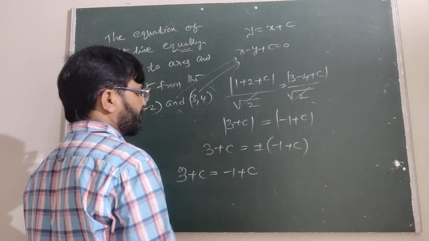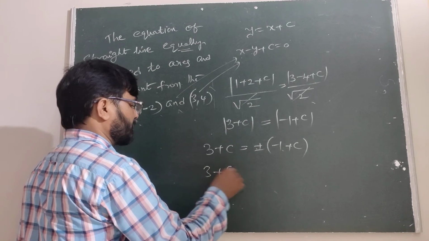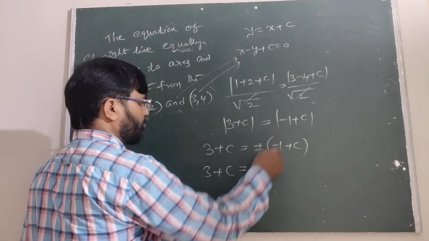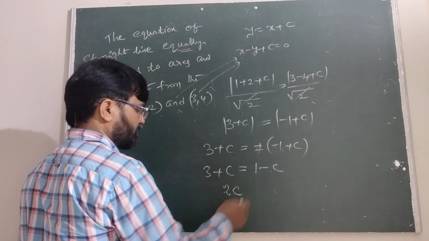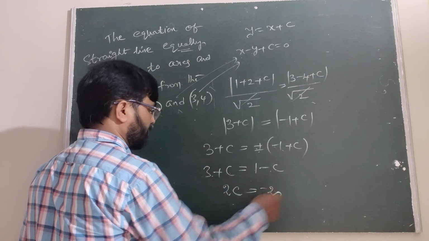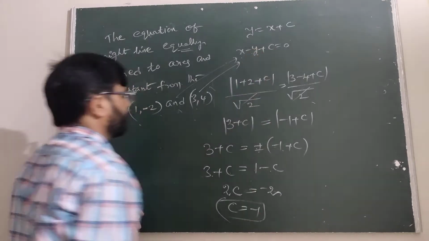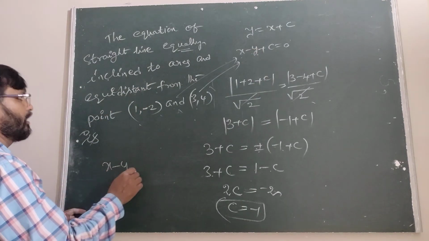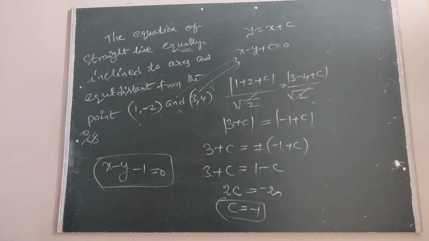When we take the plus sign, it cancels. Therefore, 3 plus c equals minus of minus 1 plus c, which is 1 minus c. Now 2c equals 1 minus 3, which is minus 2. c is minus 1. Therefore, one of the lines is x minus y minus 1 equal to 0. That is the first one.